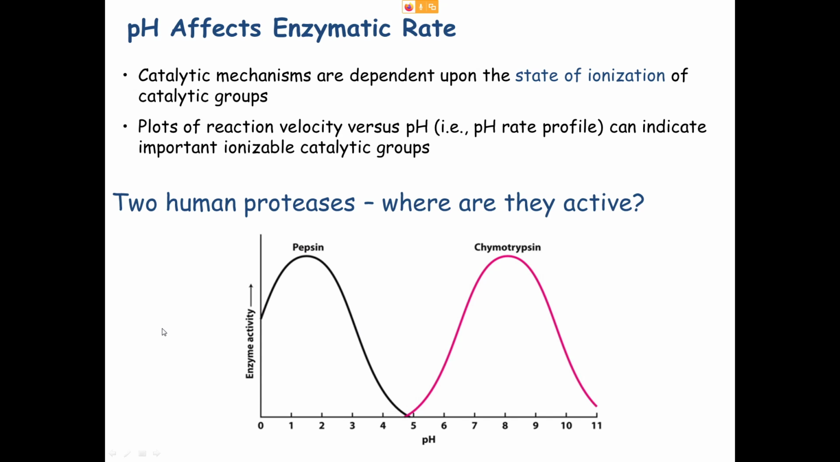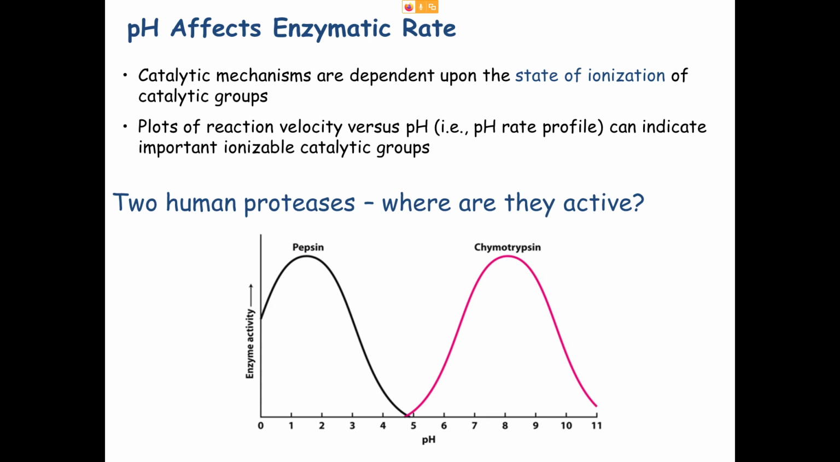So pH does affect enzymes, and that we get this pH rate profile, but it's convenient. It doesn't just fall off. We can find the optimum. We can also have an indication of what amino acids might be involved by the inflection point or their pKa's.